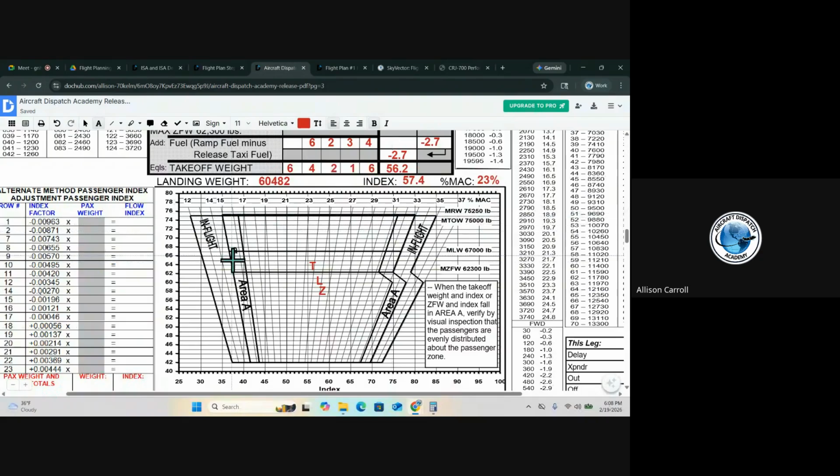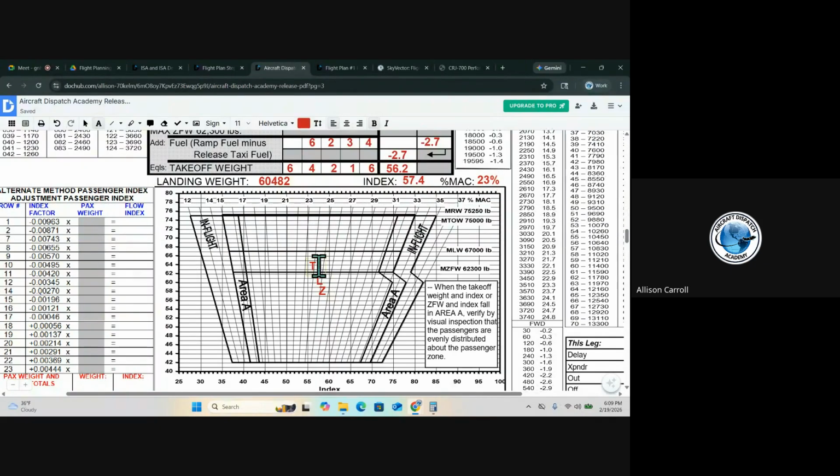But this is why we graph it out. Want to make sure that we're as balanced as possible. Remember, the last part of this was finding our MAC percentage right here. So we find the T, that takeoff weight and index. We find our T, we go straight up from it, and we just go to the nearest number on here. Okay. Most of these are odd numbers, and you'll see when we get to the takeoff stab trim setting that they follow these specific numbers.